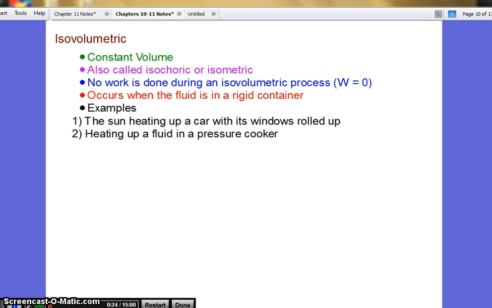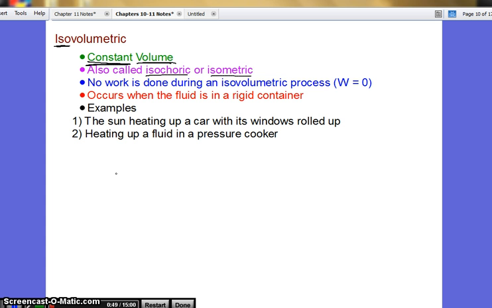The first specialty case is isovolumetric. First thing you should know is iso means constant. So constant, in this case isovolumetric, means constant volume. So our volume is constant, but you might hear it said other ways in other places. It's also called isochoric or isometric.